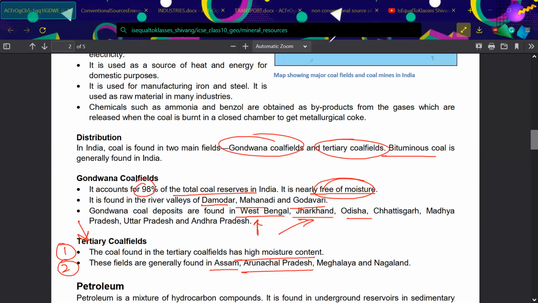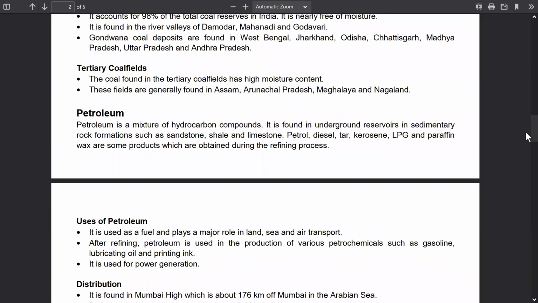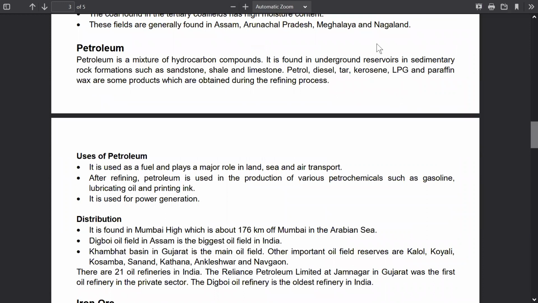Okay, let's move on to the next non-conventional source of energy, petroleum. Okay, so what about petroleum? Petroleum is a mixture of hydrocarbon compounds. Hydrocarbon basically means compounds which are composed of 2 elements, hydrogen and carbon. It is found in underground reservoirs.